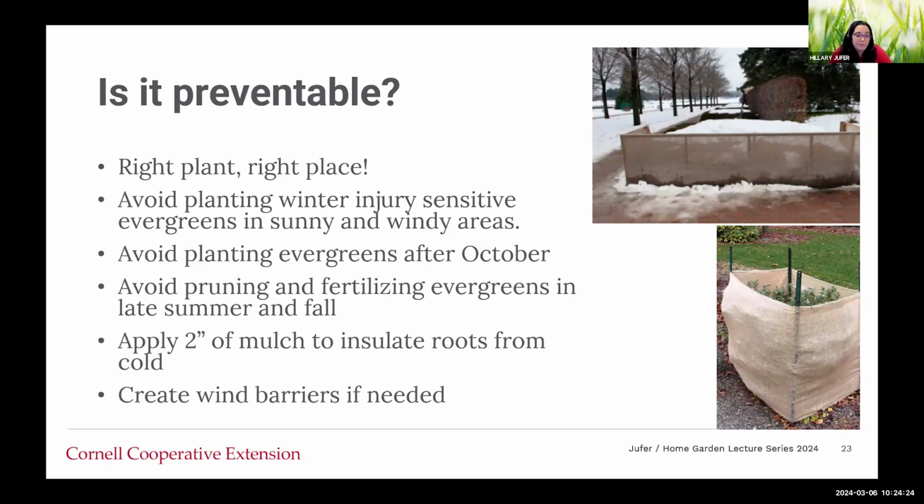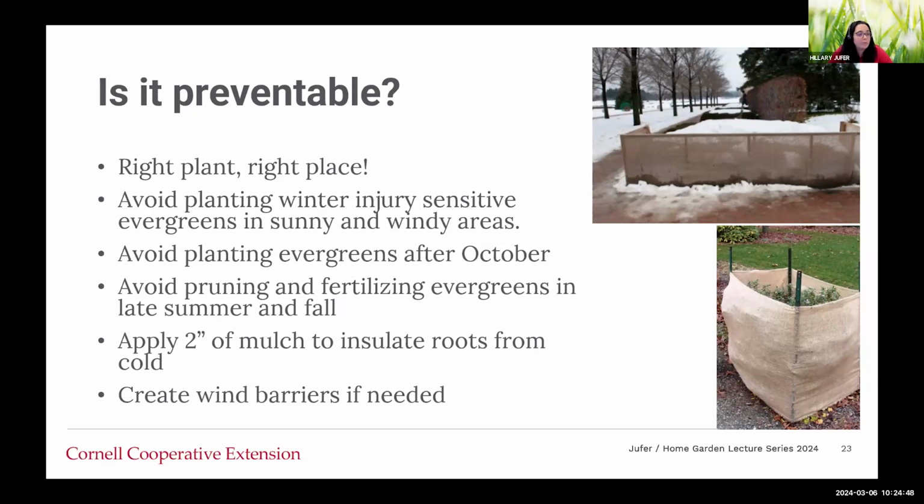Instead, you're going to want to plant sensitive and marginally cold hardy plants on the northeast or east side of the building to have protection, or don't plant them at all, because you know you're going to have problems, and that goes back to right plant, right place. Maybe you find something that's a little bit better for your area rather than trying to plant something that you know you're going to have problems with.